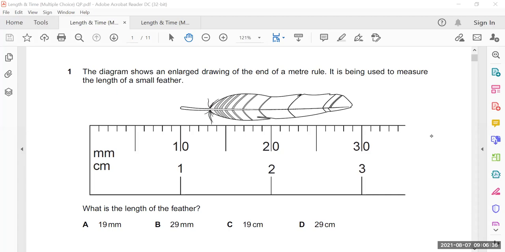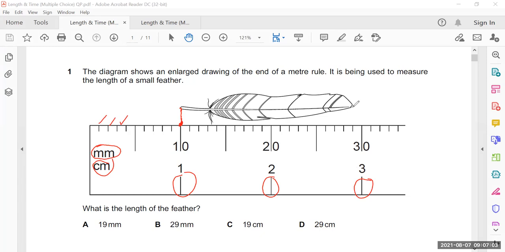Listen carefully. You see that one end of this feather is placed exactly on the point 10 millimeter. Here the scale, upward reading, this is in millimeter. These small lines, these are in millimeters. The centimeter scale is this bottom one. So we are not going to use our centimeter scale. So we will try to find our answer in millimeter.